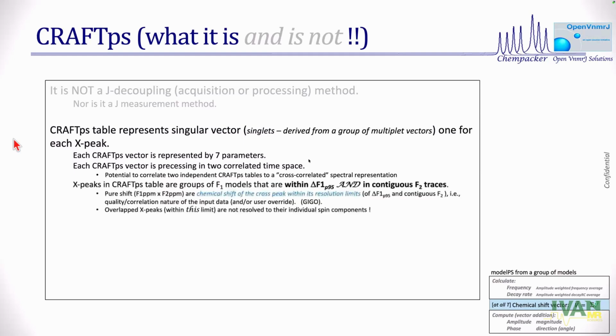It is processing in correlated time space, 2 time spaces. So it depends upon what correlation you are doing. And these are grouped with a rule. There is a rule that we apply. That's also a rule that you can violate if you want.